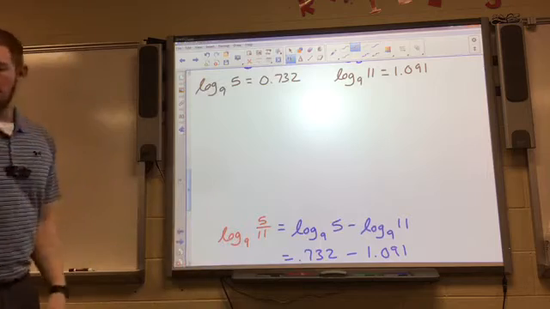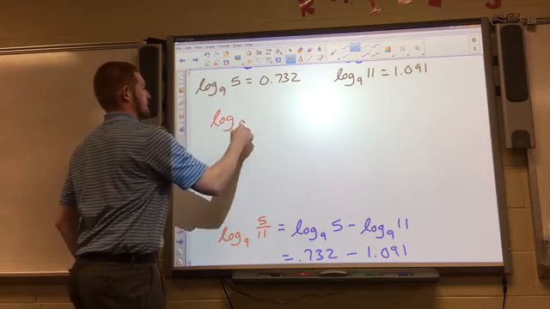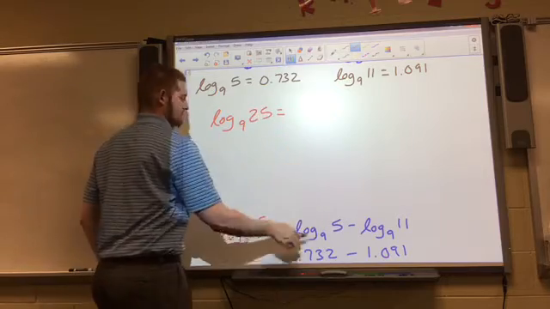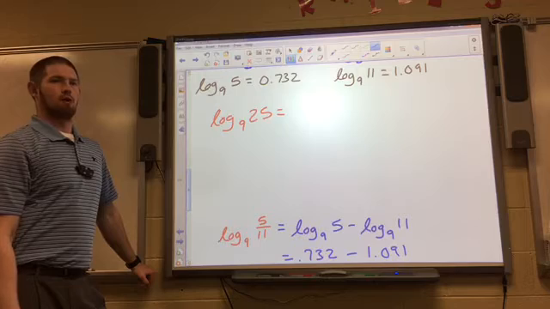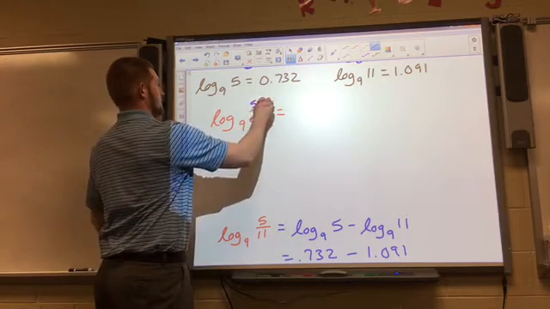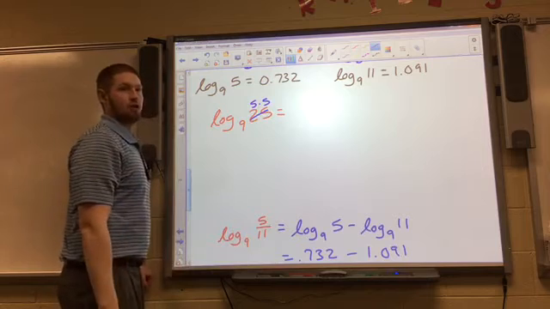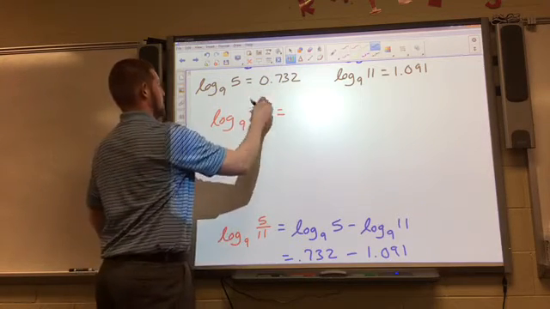Okay. And last one out of this group of problems, I have log base 9 of 25. Change the 25 to what? 5 and 5. Or you could change it to, did somebody say 5 squared? Yeah, you could do that.